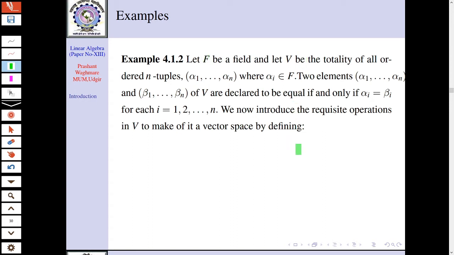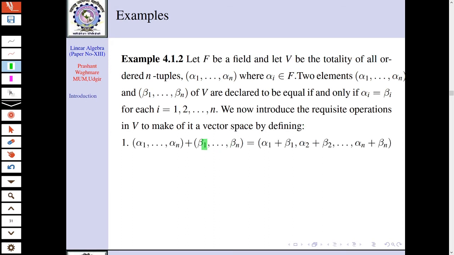Now we are going to show that this V forms a vector space over F. For that purpose we must define the addition operation over V and then scalar multiplication of an element of V by an element of F. So let us first define the addition operation: (alpha 1, alpha 2, and so on, alpha n) plus (beta 1, up to beta n) is the same as, meaning we are doing addition here, (alpha 1 plus beta 1, alpha 2 plus beta 2, and so on, alpha n plus beta n).